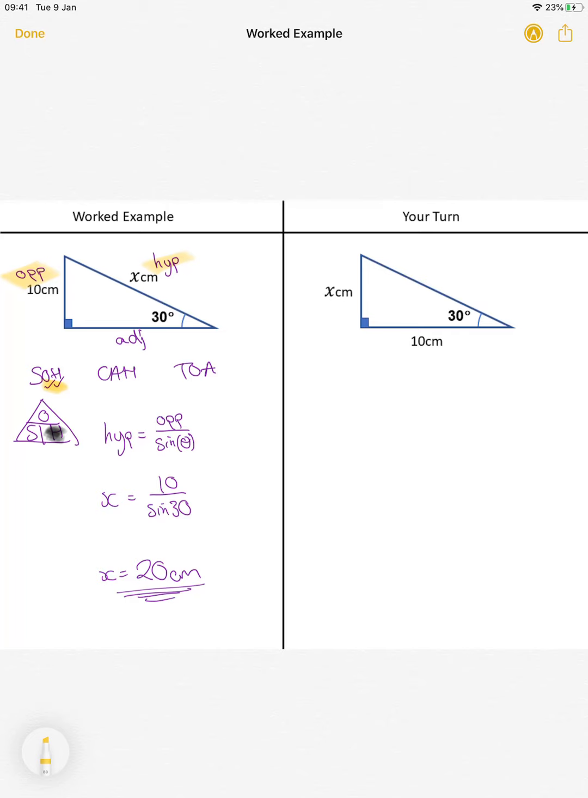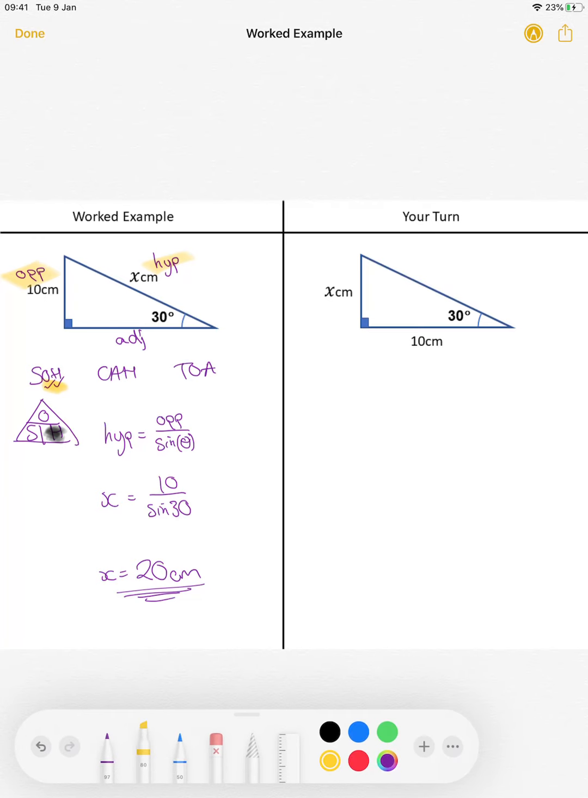So it's just like speed, distance, time. If you want to find speed, you'd cover up the S. Here I cover up the H because I want to find it. So that tells me that I need to do opposite divided by sine whatever the angle is. So sine theta. Opposite divided by sine theta, because we know that a line represents divide in maths, so O over S represents opposite divided by sine theta.